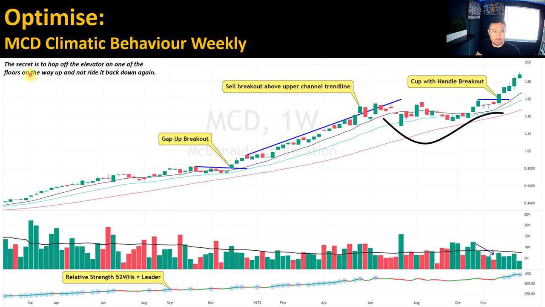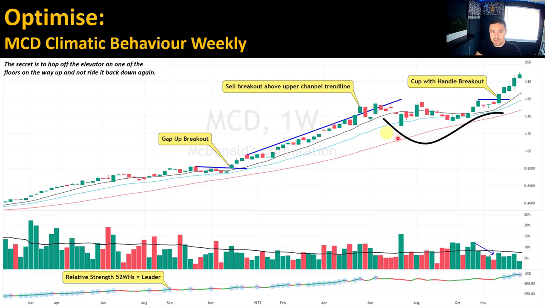So the secret is to hop off the elevator on one of the floors on the way up and not ride it back down again. So here you have a gap up breakout. These are harder to buy, so a gap up breakout here, but then you have your upper trend channel break here. So you have one touch, two touch, three touch, four touch, five touch in here, then it starts getting extended up here. So then lower the bar, lower the bar, lower the bar, or you could potentially sell that.